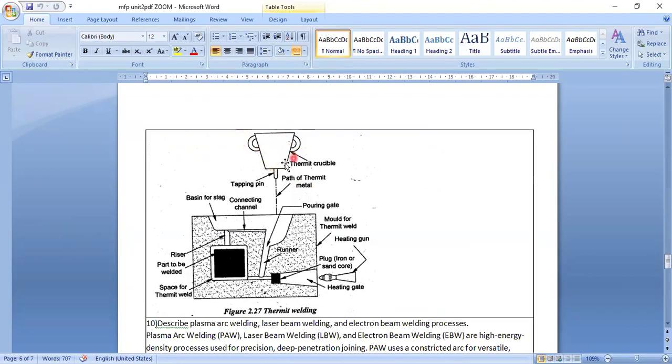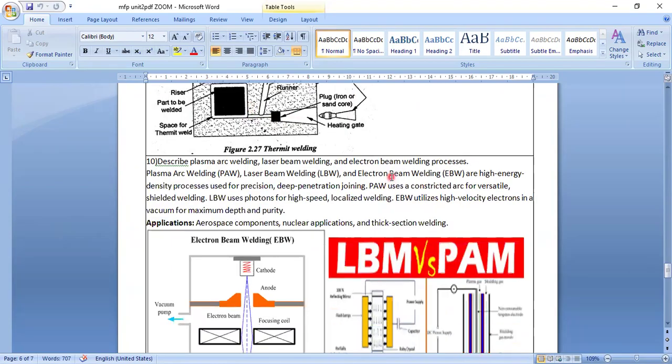Here in this thermite crucible, you have aluminum. This aluminum goes under a chemical reaction and becomes liquid. It comes here and settles. It is joining the joints. After that, it is taken out. Used for railways, pipes, etc.